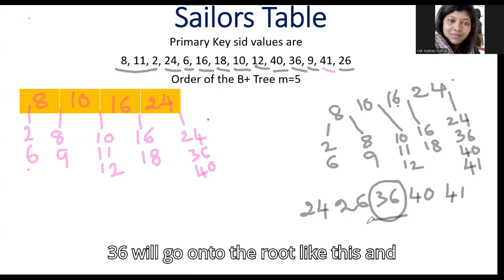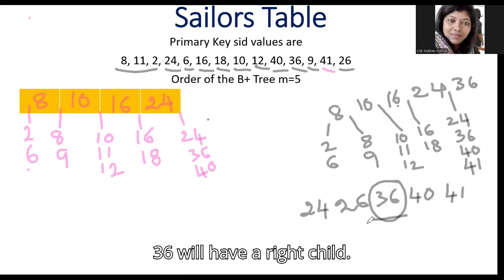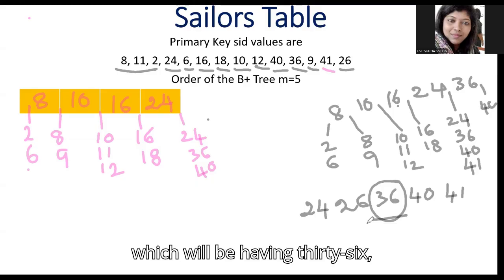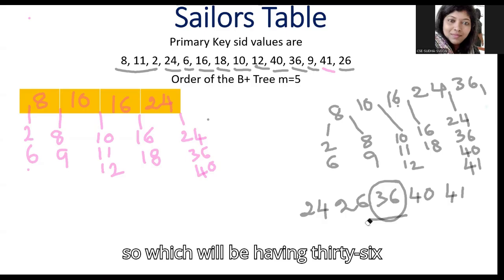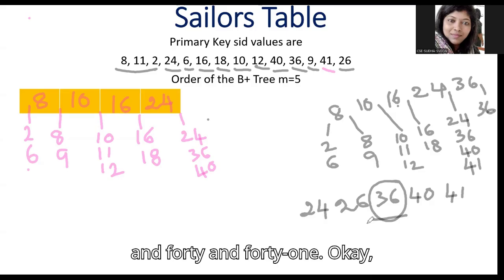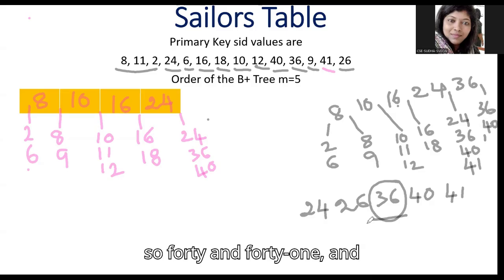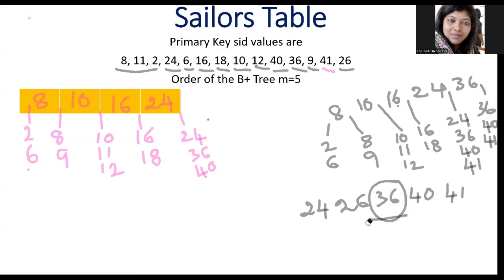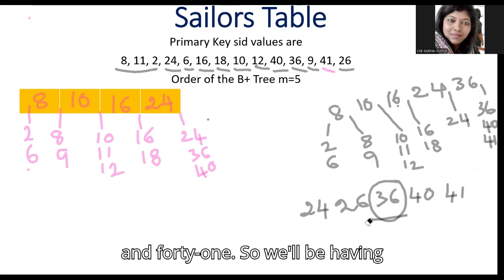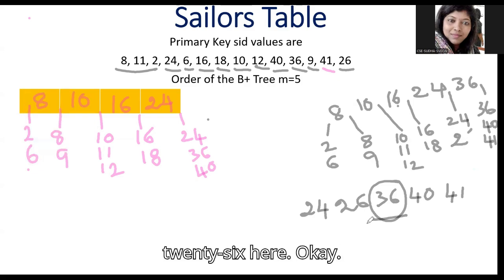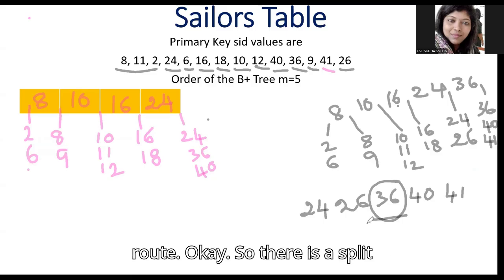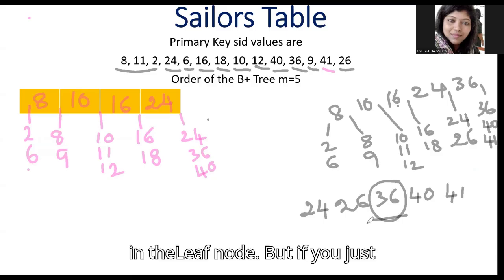So 36 will go onto the root like this, and 36 will have a right child, which will be having 36, 40 and 41. So we won't be having 36, 40, and 41 in the left node; we'll be having 26 here. So this is how it has gone onto the root. So there is a split in the leaf node.